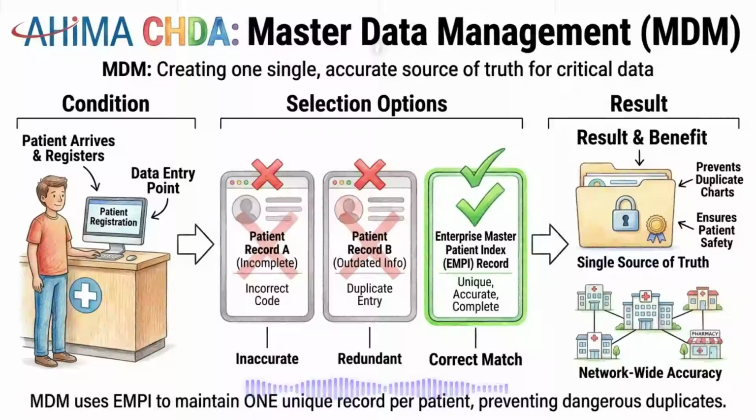One of the most important tools used in data governance is called Master Data Management, or MDM. MDM is the technological process of creating one single, highly accurate source of truth for the most critical pieces of information. The best example of this is the Enterprise Master Patient Index, which is a specialized database that ensures every patient has exactly one unique record across the entire hospital network. By using master data management, hospitals prevent the dangerous creation of duplicate patient charts.